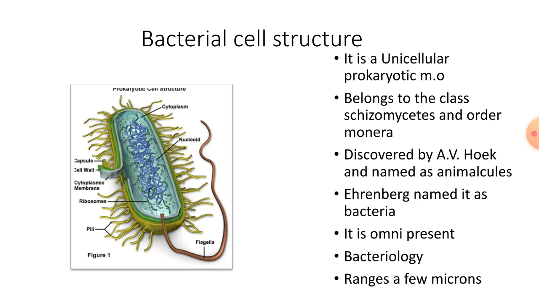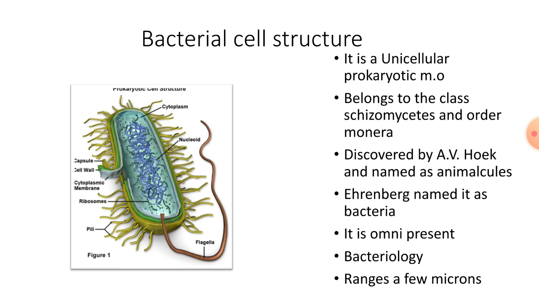Bacteria is a plural form, and the singular form of bacteria is bacterium. Bacteria is a unicellular prokaryotic microorganism. That means it consists of only a single cell. That is the organism and that is the cell only. Prokaryotic means in the bacterial cell we can see the nucleus without a nuclear membrane.